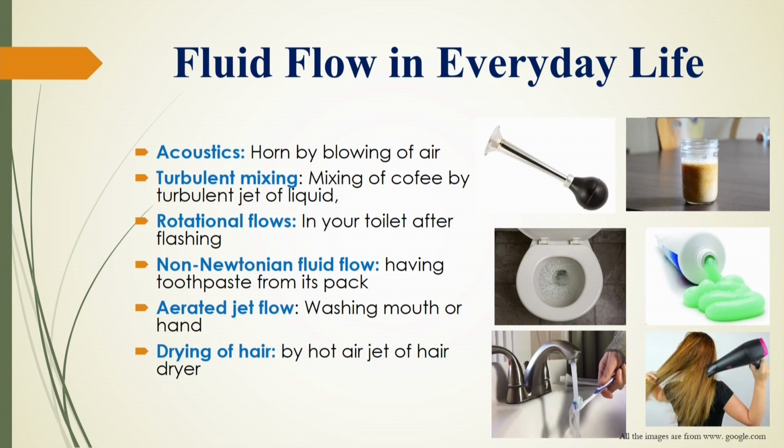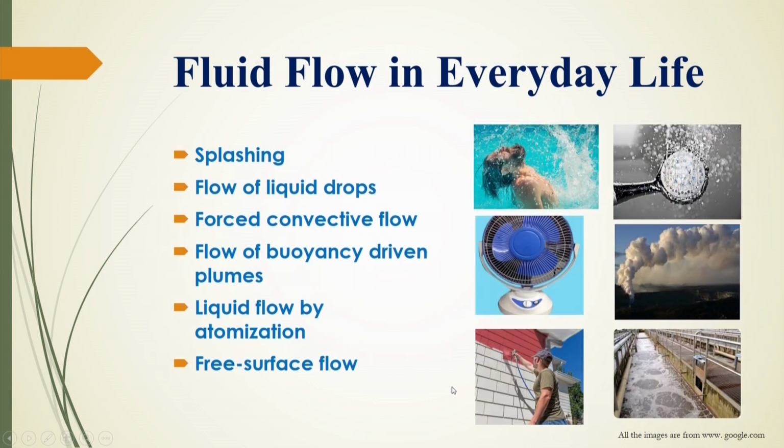Drying of hair, you will see in our daily life what we are using for drying our hair. For drying our hair, hot air is supplied through a jet, here it is called a hair dryer. So, from the hair dryer, hot air is jetted to the hair so that it will be dried. Other examples like splashing, in this case we are splashing the liquid in our mouth.